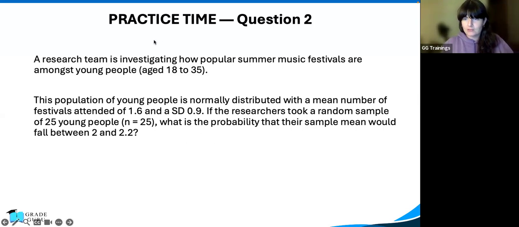Okay, so very important. First step when you get these probability questions is to draw the distribution. Draw it, mark the area. Our population mean in the center would be 1.6. If you mark the area between 2 and 2.2, you should be able to see that that area does not touch the mean at all, but it also does not go into the tail.